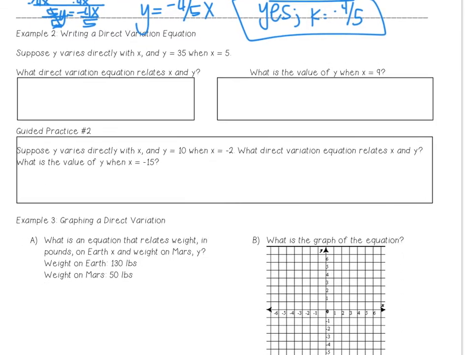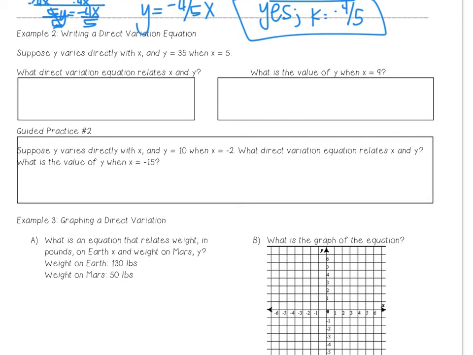Example 2, writing a direct variation equation. Suppose y varies directly with x, and y equals 35 when x is 5. First, they want you to use the form y equals kx, and you're going to plug y and x in to find k. So y is 35, k times 5. Solve for k. So you get k is 7.